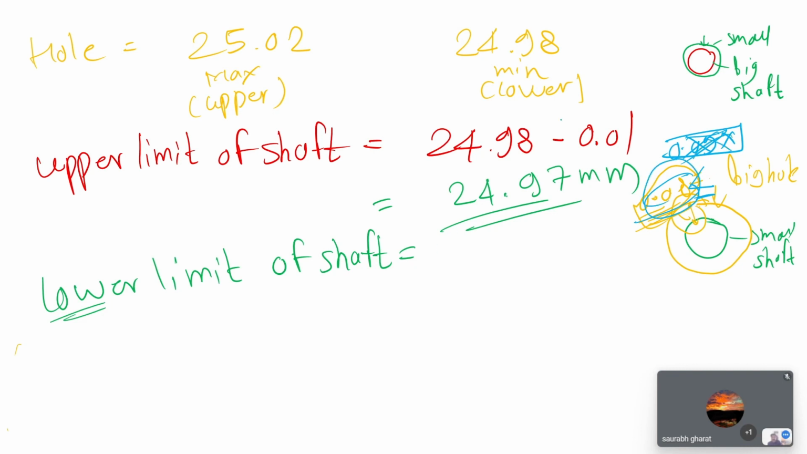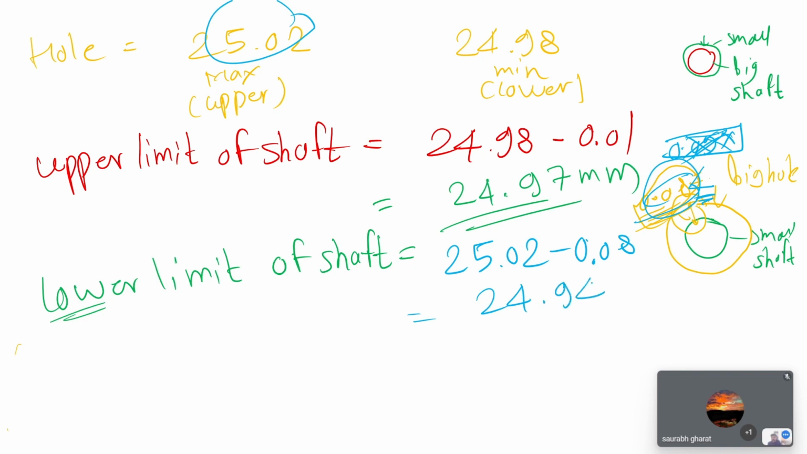So what we can do, this is your bigger hole now and small shaft. This is your bigger hole, and you can get your small shaft by subtracting this 0.08, which can be equal to. Less than you can take, but equal to means this can be taken into consideration. Up to that value it is permitted. Therefore, what we get is 24.94 millimeter.